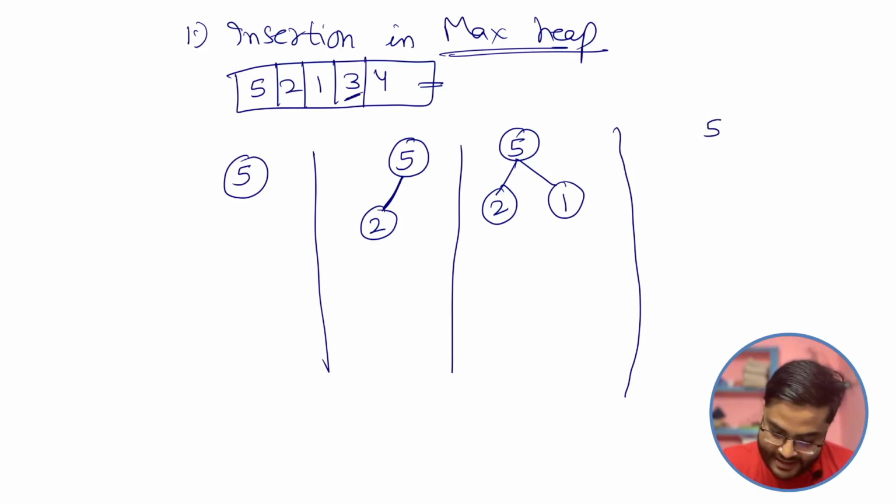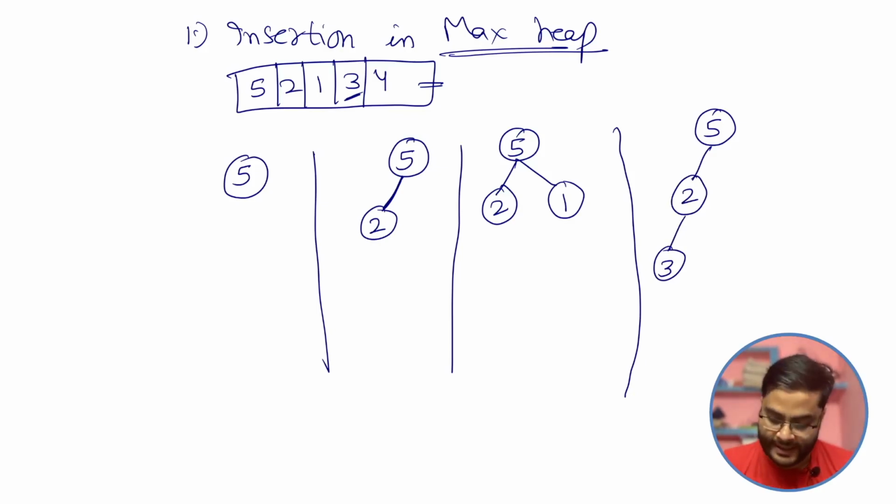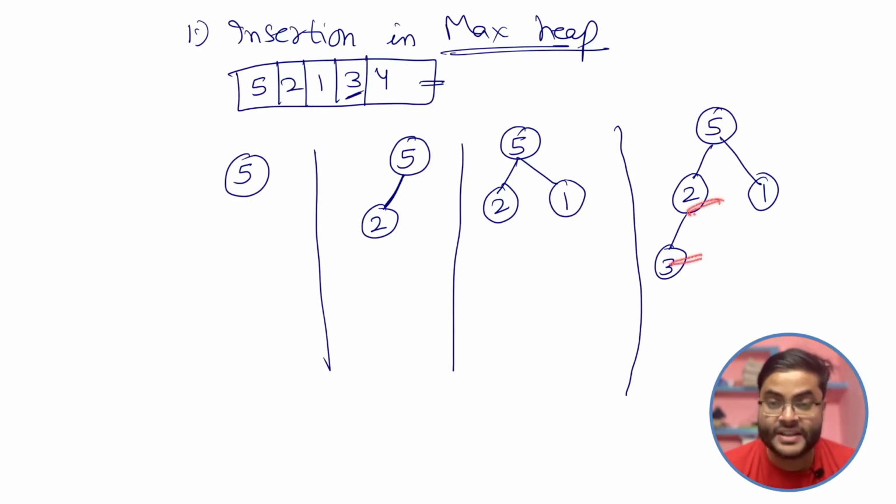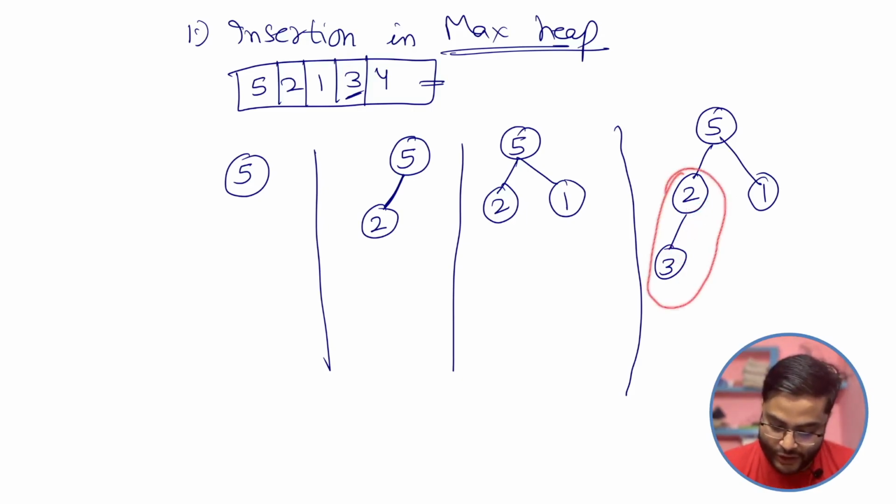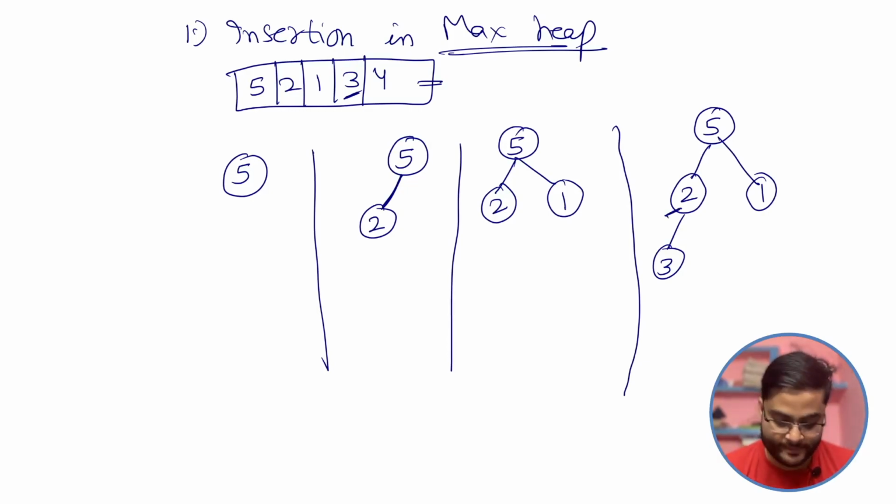So let's insert 3 in the left of 2, where 1 was not. So we have inserted 3, but check this, 3's parent is 2, but 2 is not greater than 3. That means it doesn't follow the property of max heap. So what I will do, I will compare and swap them. Okay, so let's swap them.